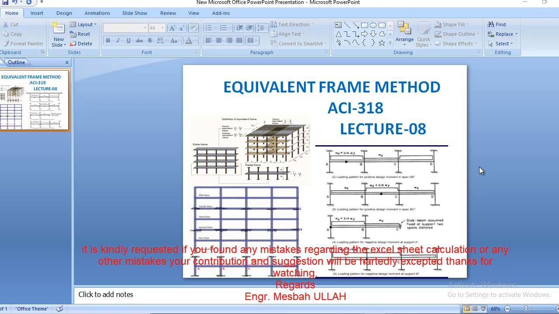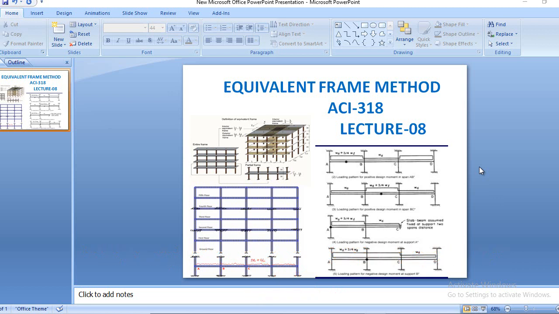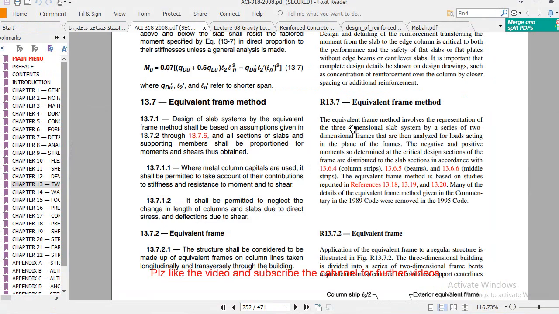Students, up to lecture number 7 we did not talk about live load. Now in this lecture and, inshallah, in the coming lectures we will talk a little bit about live load. Let me explain some basic concepts of the equivalent frame method, as explained by the code.